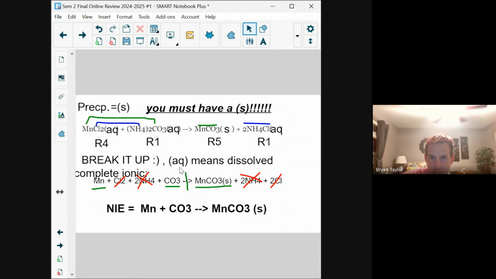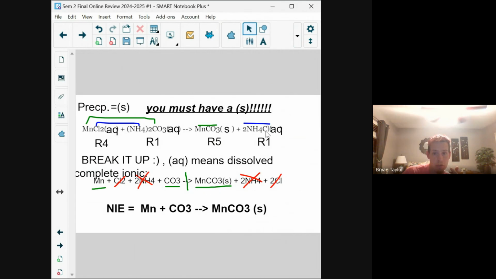Okay, we're good. Now, aqueous means dissolved. So aqueous means that it's going to pull apart. That's what aqueous means. So if it's dissolving, like salt, it's going to split. So this is aqueous, it splits. This is aqueous, it splits. Please notice I put that 2 by the NH4. I put that 2 in the front just to help us out. This is a solid. It does not break. Do not break it.